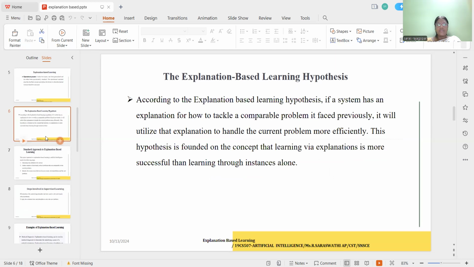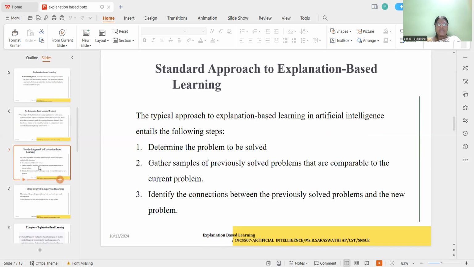Explanation-based learning hypothesis. If a system has an explanation for how to tackle a comparable problem it faced previously, it will utilize that explanation to handle the current problem more efficiently. This hypothesis is founded on the concept that learning via explanation is more successful than learning through instances. The typical approach for explanation-based learning in AI entails the following steps.